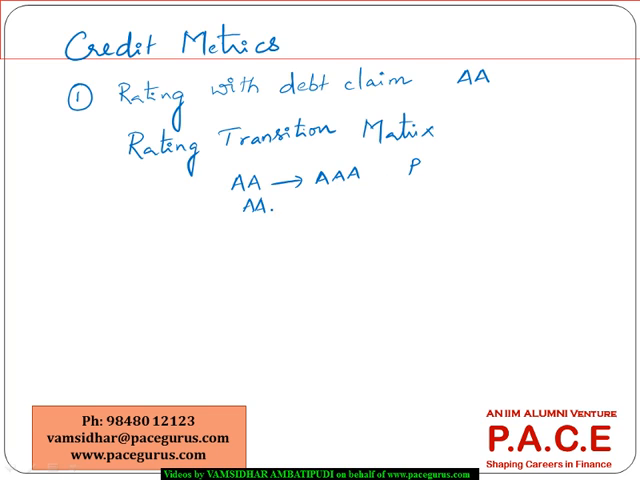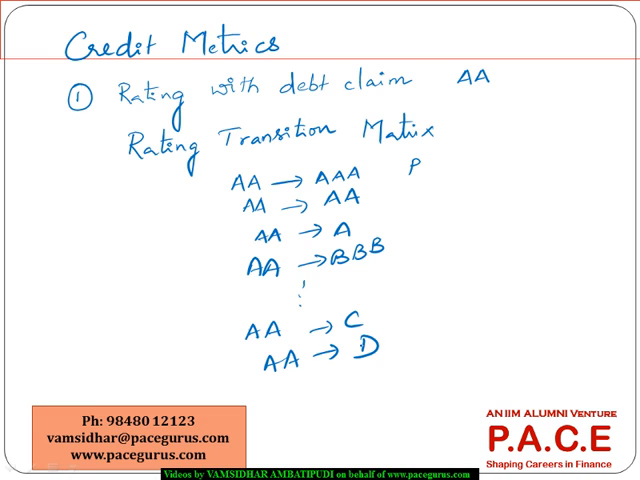AA to AA only, AA to A, AA to triple B. Like this, you continue, find out the probabilities, AA to C and probably AA to default. So you get the probabilities of the transition or migration from the current rating to a next rating within the next 1 year period.